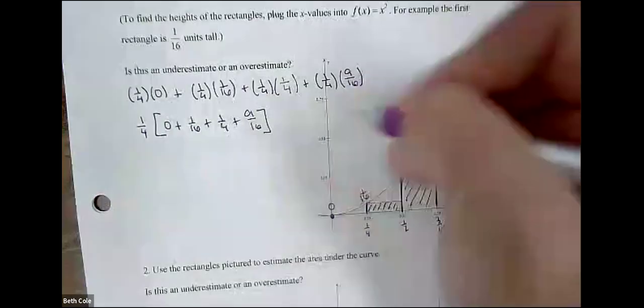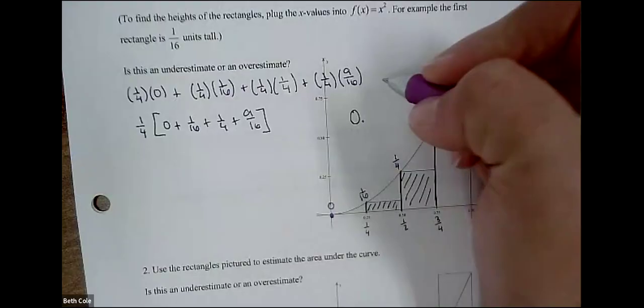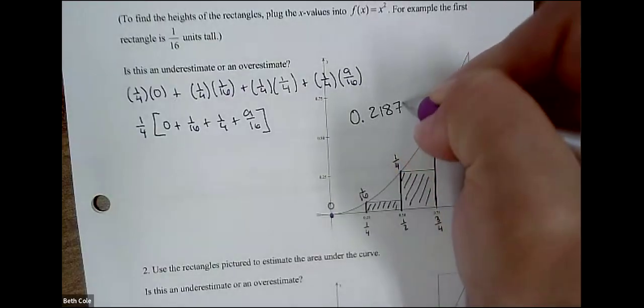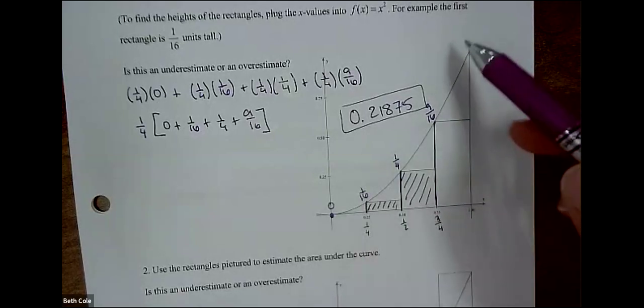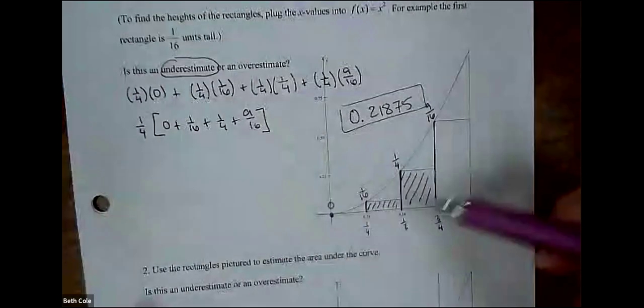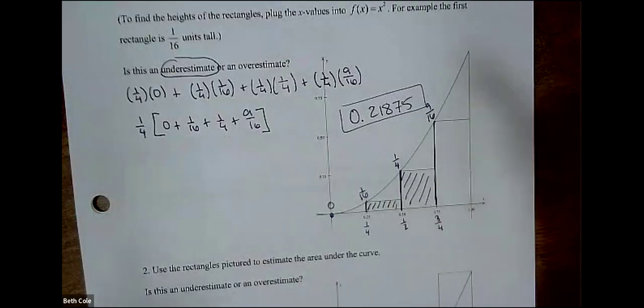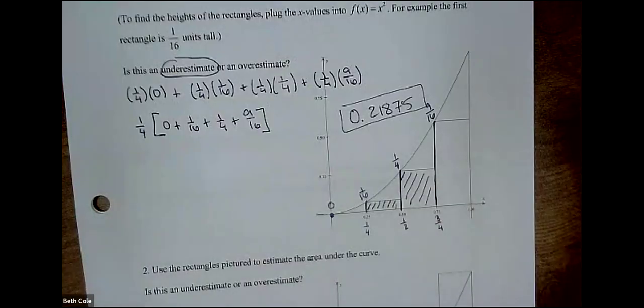Now I wrote down what that is as a decimal. It is 0.21875. For the sake of time, I'm just telling you that if you put that in the calculator, that's what you're going to get. Is that an underestimate or an overestimate of what the true area under this graph would be? Under, because, well, do I need to explain that? Like obvious reasons, you're missing a whole lot of it, okay?